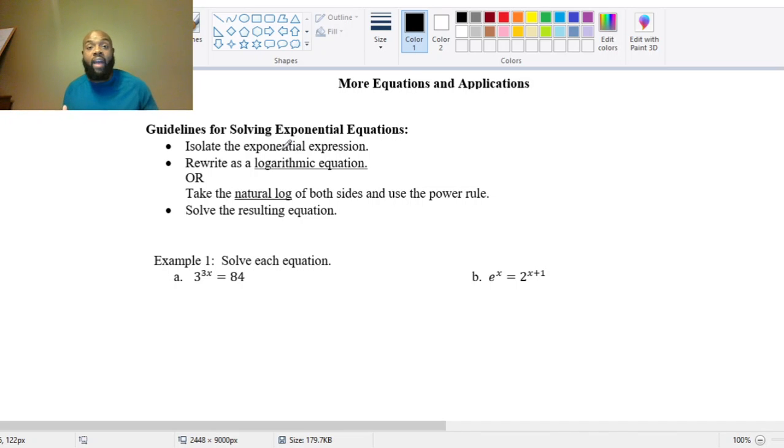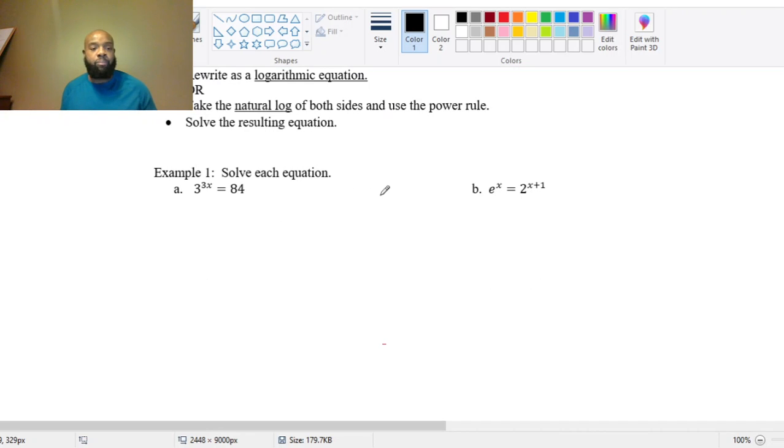And so one way to do that is to use the power rule from logarithms, and we'll see an example of that in these examples here. And then we just solve the resulting equation. And so let's look at these examples here.